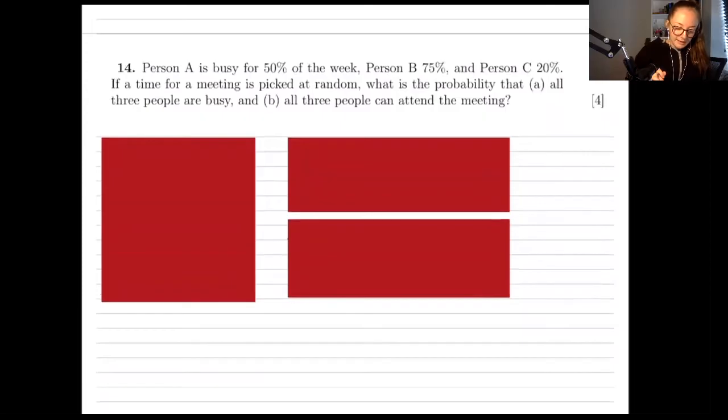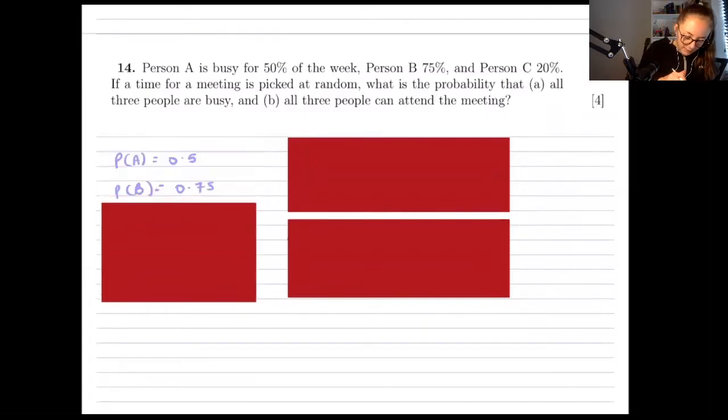Right, okay, so this next question is similar. We need to present our information clearly. So the question says, person A is busy for 50% of the week, person B 75% of the week, and person C 20% of the week. If a time for a meeting is picked at random, what is the probability that A, all 3 are busy, and B, all 3 can't attend the meeting?